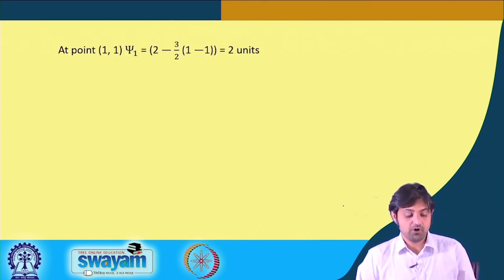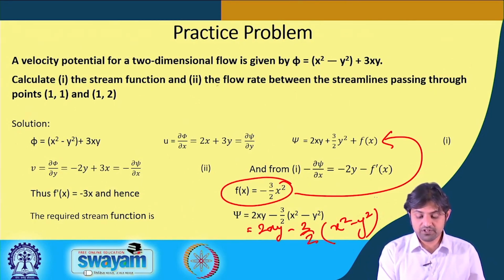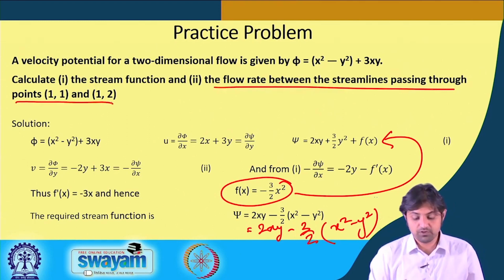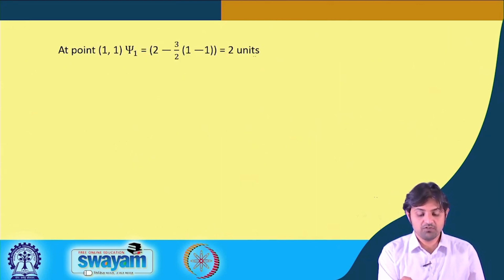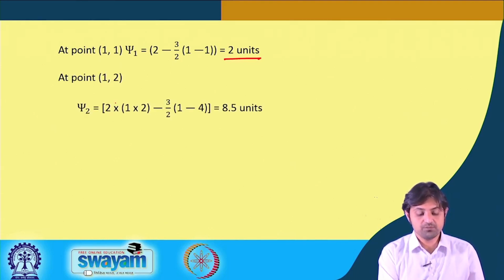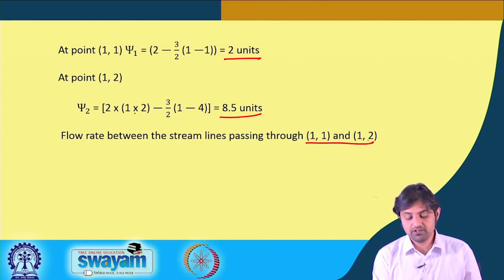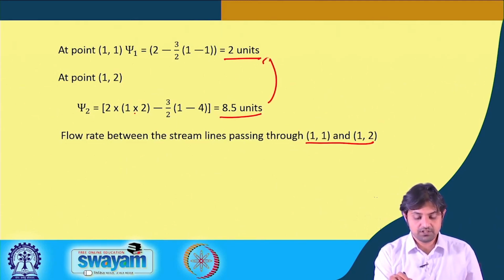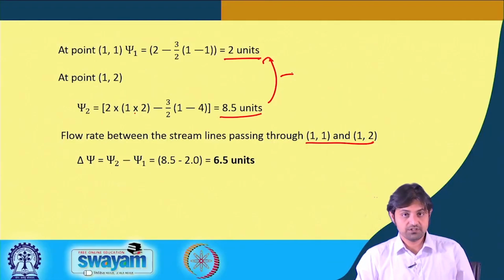Now we are given the points. The second question was, having calculated the stream function, to find the flow rate between the streamlines passing through the points (1,1) and (1,2). At point (1,1), psi 1, just substituting the values, will be 2 units. At point (1,2), psi 2, substituting (1,2) into the psi that we have obtained, gives us 8.5 units. The flow rate between the streamlines will be the difference of these, and this is going to give us 6.5 units.